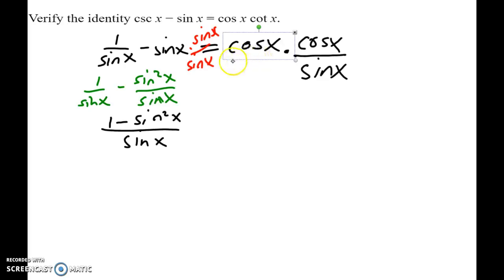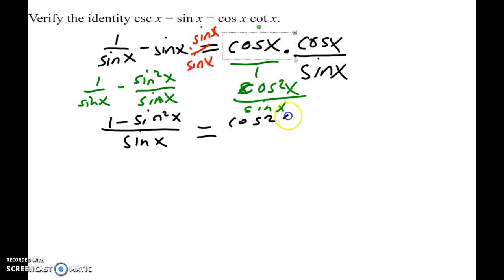Okay, now here on the other side, I'd also like to combine that one. So this is a multiplication problem. So I'm going to put a 1 under that so I can think about that. Multiply the numerators, cosine squared of x, and then multiply the denominators, sine squared of x. Okay, so that means this side equals cosine squared of x over sine of x. Alright, so our denominators are the same. So this is true. We can verify this if the numerators are the same.